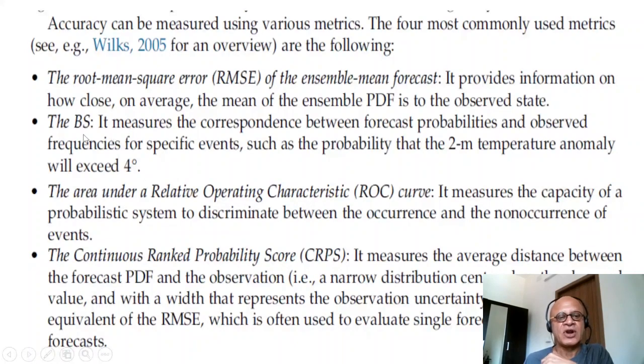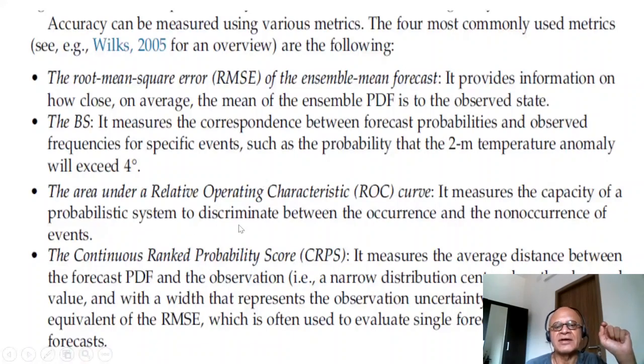The Brier score measures the correspondence between the forecast probabilities. Remember, ensemble forecasts are always probabilistic forecasts as opposed to just a single realization, which tends to be called a deterministic forecast, and observed frequencies for specific events. So the Brier score is the distance from that diagonal that we saw, such as the probability that the 2-meter temperature anomaly will exceed 4 degrees centigrade in this case. Okay, so anomaly is what you are always trying to predict. If there is zero anomaly, then often you don't get any credit for it. It's like just persisting, right?